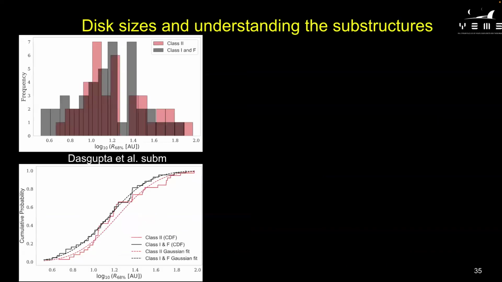We are doing independent research on our end. Anurup submitted a paper recently where he studies the disk sizes, and he's also not seeing a difference in these disk sizes. So essentially you can see the class 1 and class 2 disks are very similar in cumulative probability also.